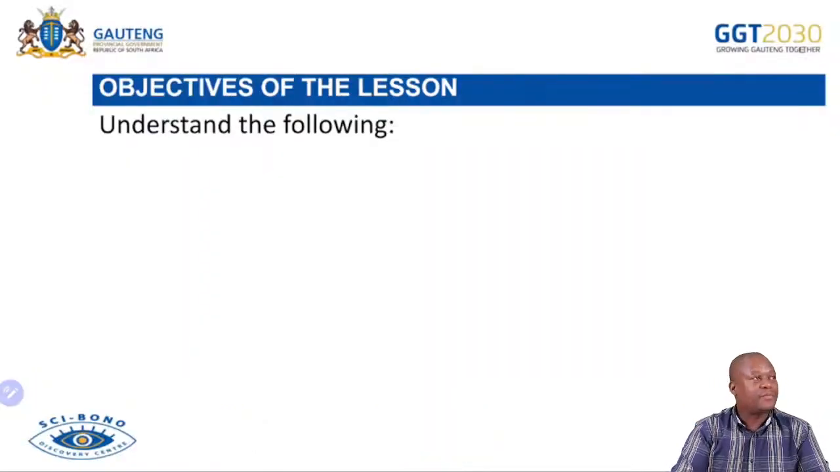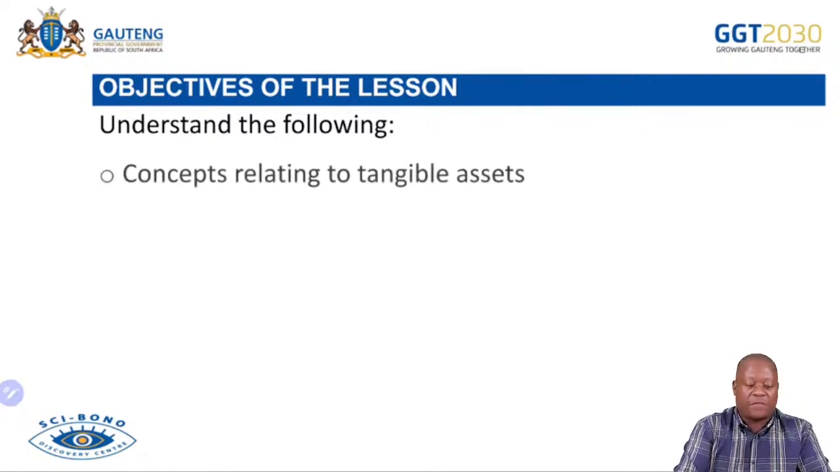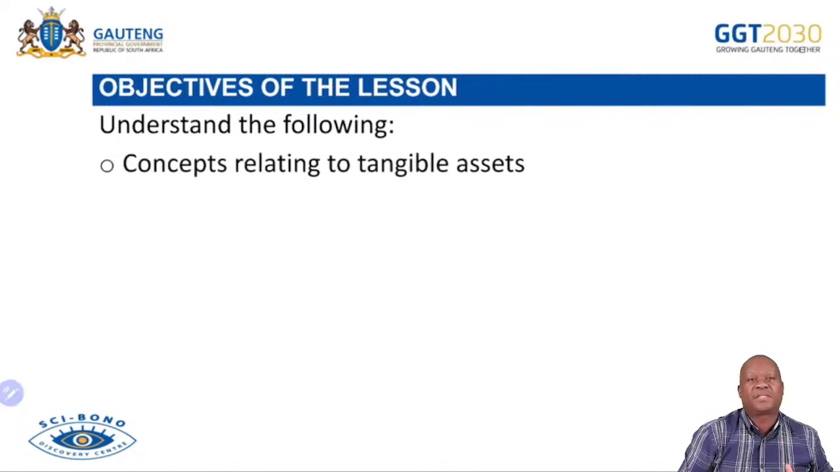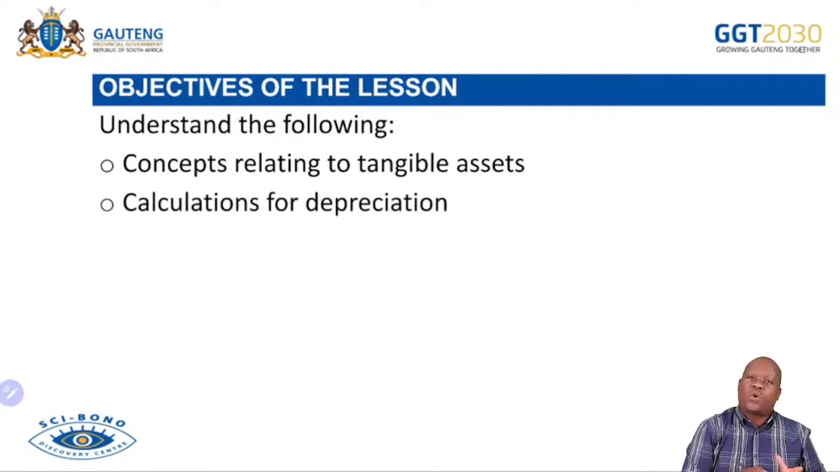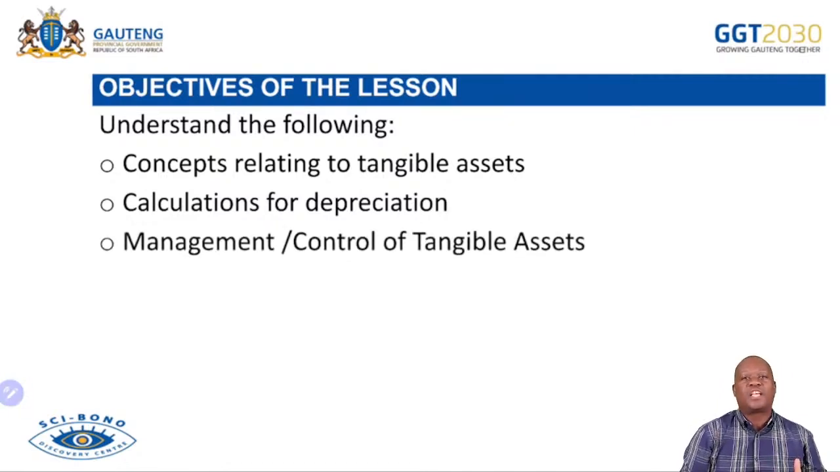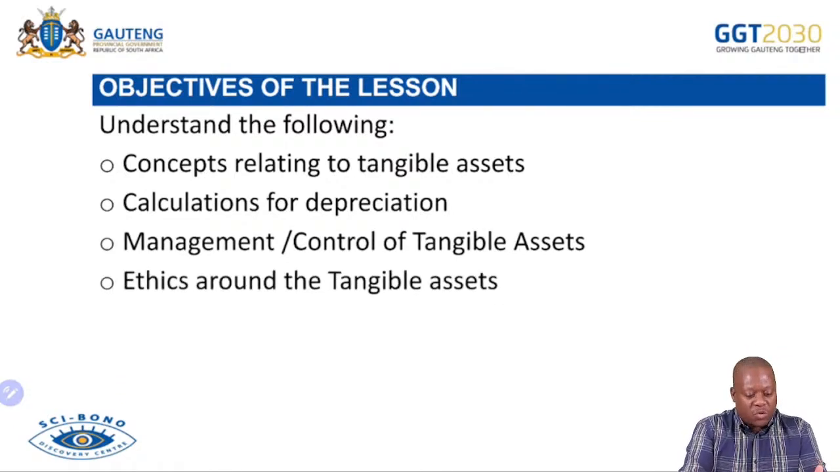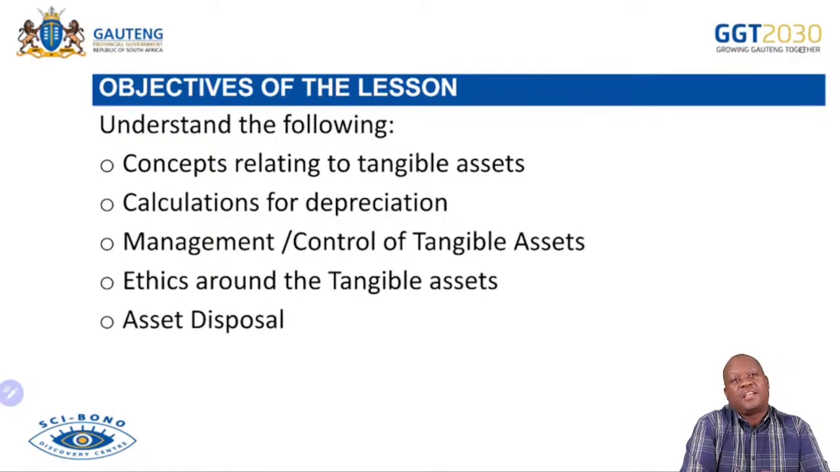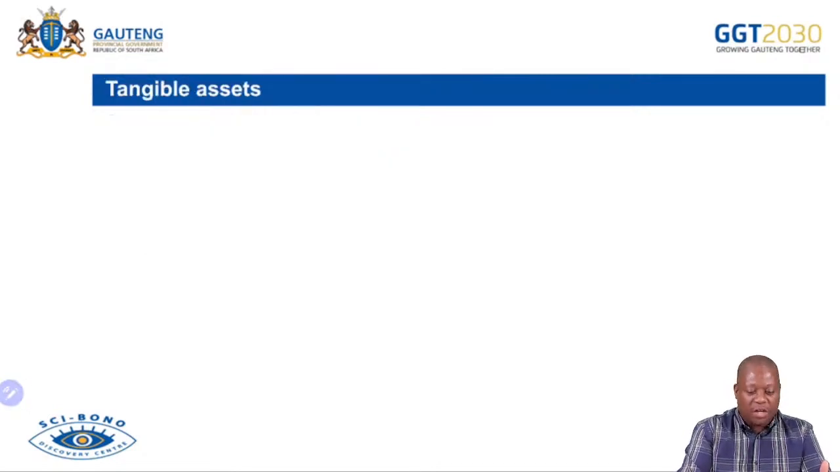Let's go through this. Now, please take note for today, our objectives are for you to be in a position to go through the following. We are going to go through concepts that relate to our tangible assets. We are going to go through calculations for depreciation. We are going to go through management or control of tangible assets. And then we are also going to look into ethics around tangible assets, as well as asset disposal. Let's hope we are going to enjoy this.